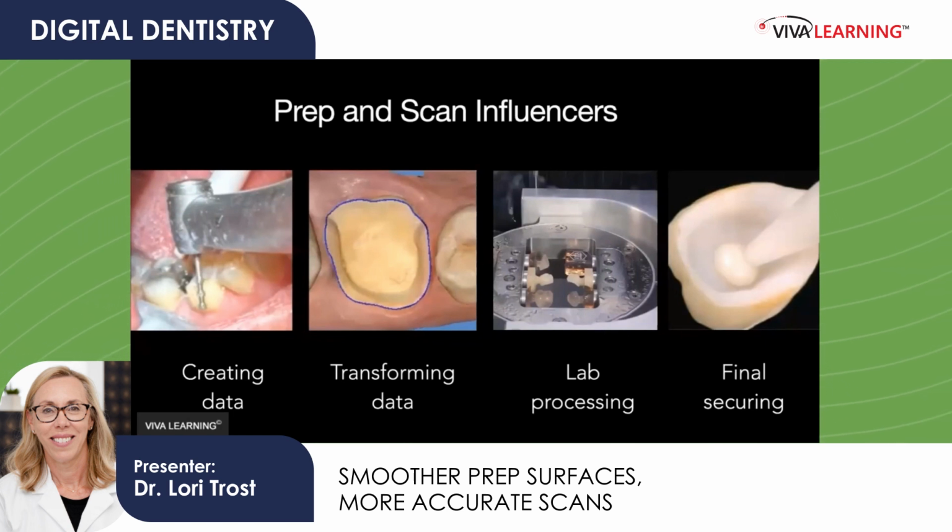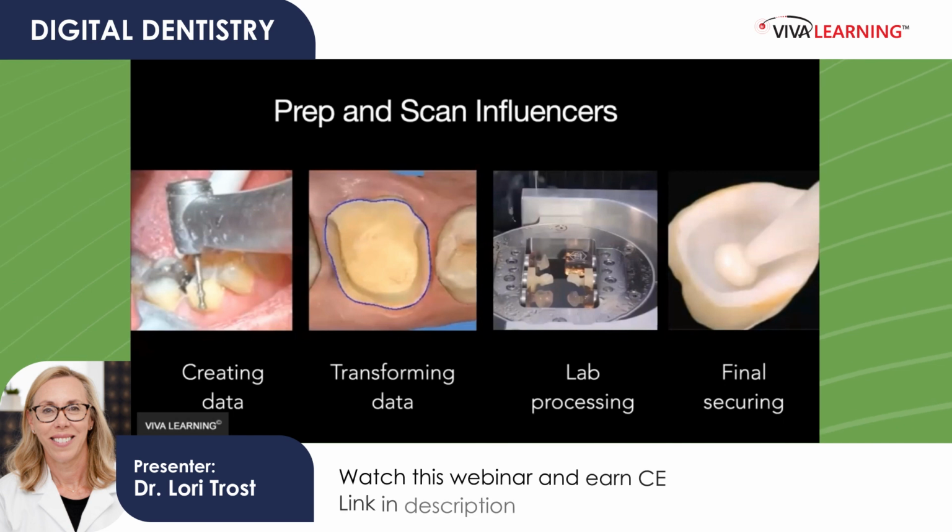It's just not about the prep. It's about a lot of other components: adjacent teeth, opposing teeth, the tissue, the embrasures. You have to think about emergence profile, a lot of considerations there. You're also going to be looking at lab processing. We'll touch on that a little bit, as well as then the final placement or securing of the restoration.